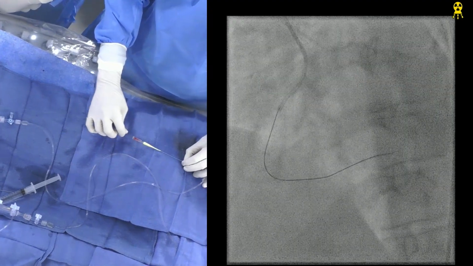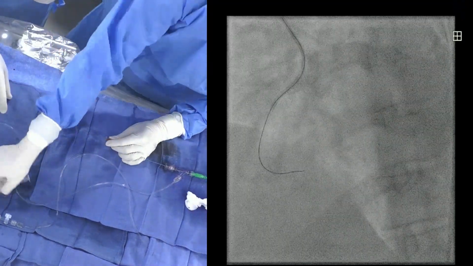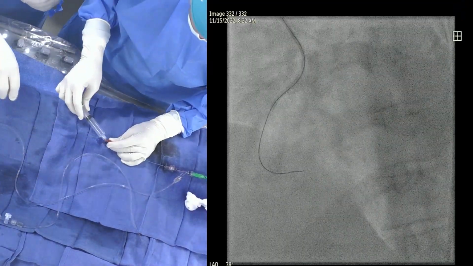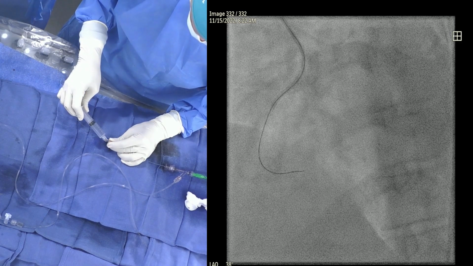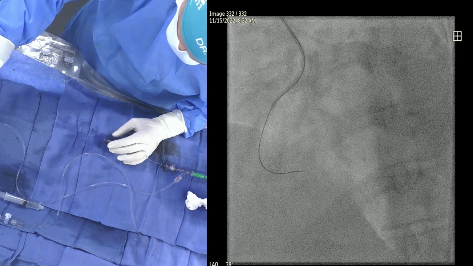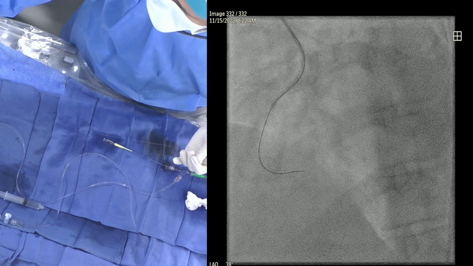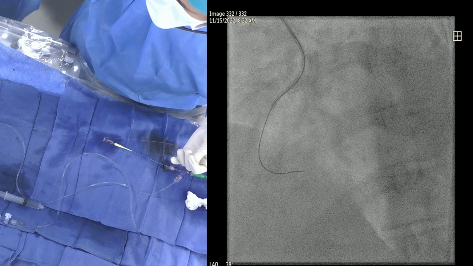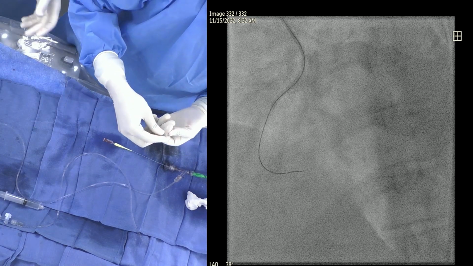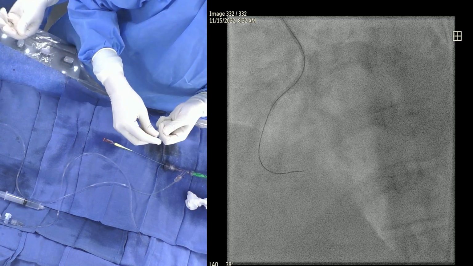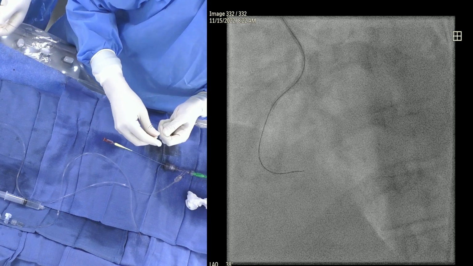Yeah, good. Now this fine cross has been advanced through the lesion distally, and now we are going to change it to the exchange length wire. Give me the 2.0 needle. 2.5. Once this goes, we can go with the 2.0 compliant balloon.